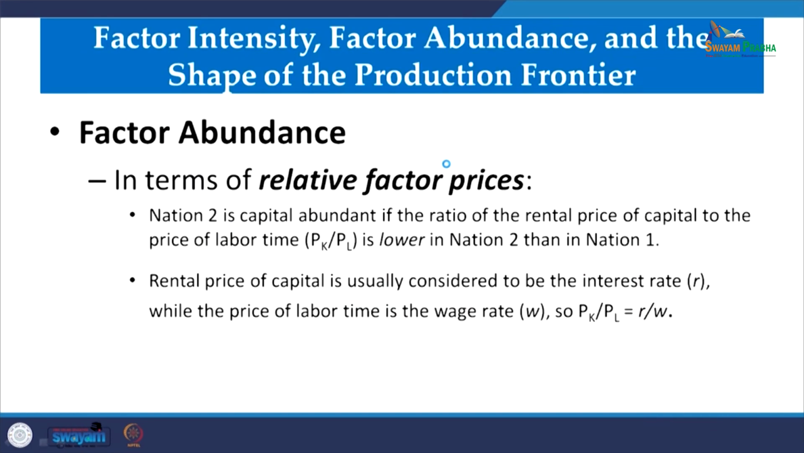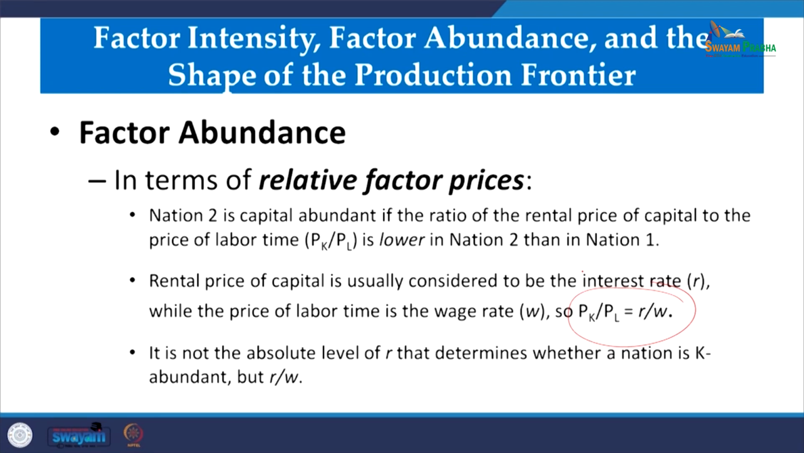So, factor abundance by relative factor prices, as I said, depends upon the relative prices in two countries, maybe in terms of wage to rent or rent to wage ratio. If they are different, then it will be defined accordingly. Now, factor abundance in terms of relative factor prices is presented where it is not the absolute level of R that matters, similar to the absolute availability of physical capital we defined in the previous slide. It is the relative ratio of prices of the factors that really matters.